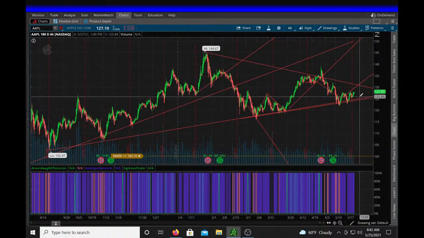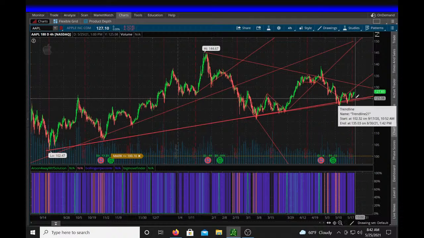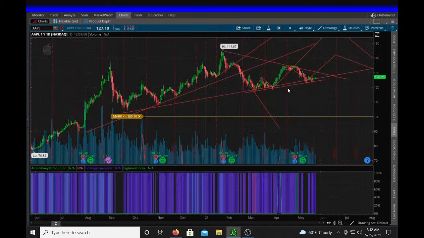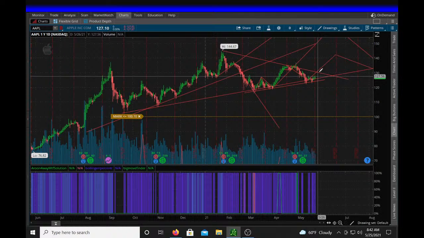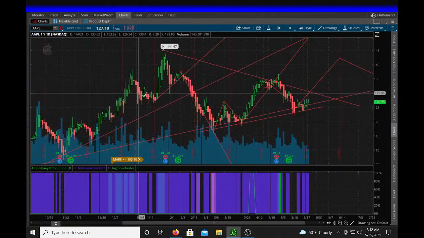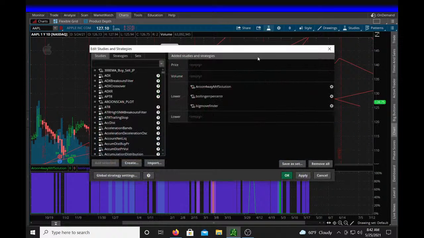It seems pretty religiously. So, as we're riding this support right here, we're looking for these other trends to break, these other resistances. All right. Now, we've got the Aroon four-way solution, the Bollinger, and the percent R, and then the big move finder. Now, this is a lot like the pump and dump detector, but it's a little different.